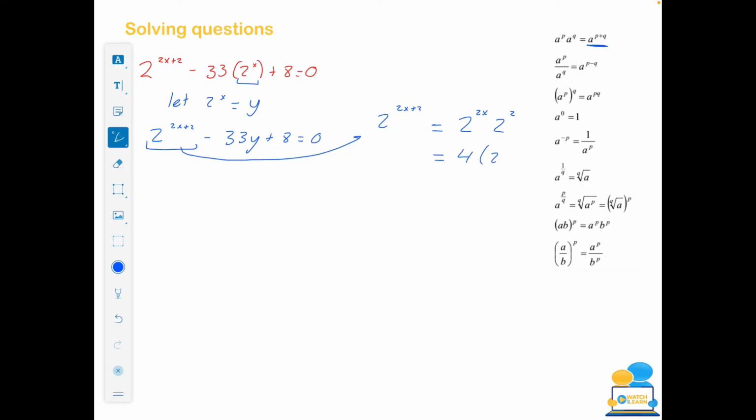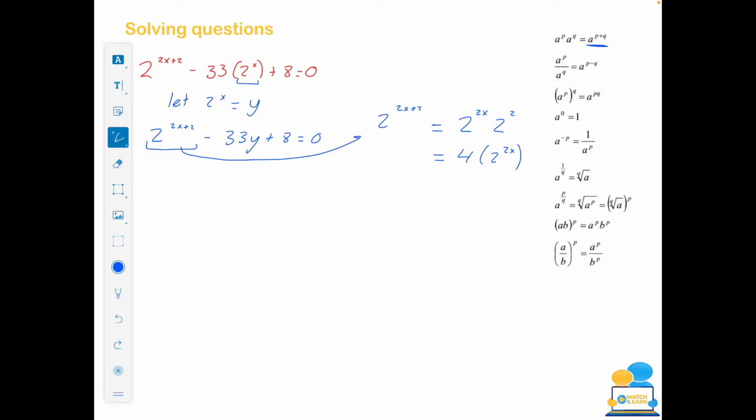Now, 2 to the power of 2 is 4, multiplied by 2 to the power of 2x. Now I'm getting there. Remember, I want to change this into just 2 to the power of x, and then I can just replace it with y. So we're just manipulating it here. We want to make something that looks like 2 to the power of x. Now we're nearly there, but we have a 2 stuck in front of it.